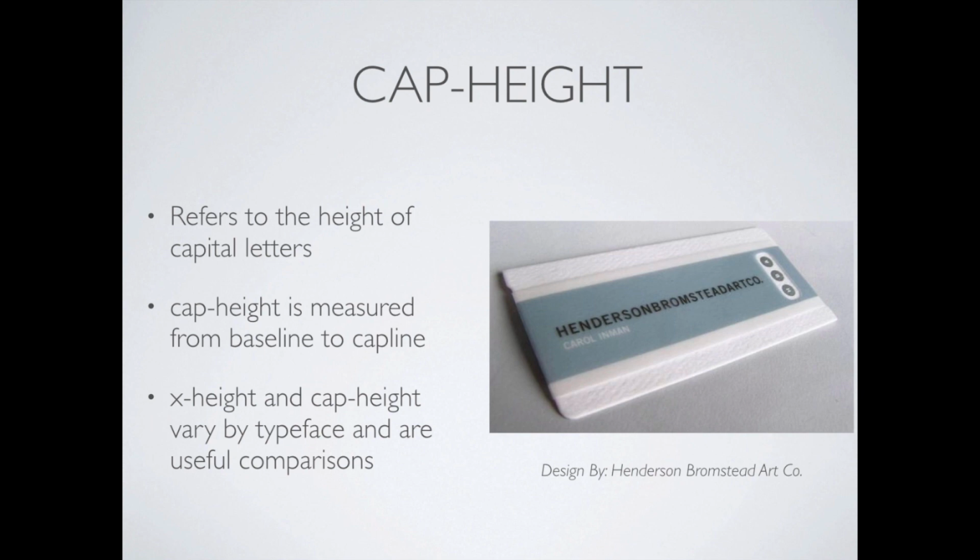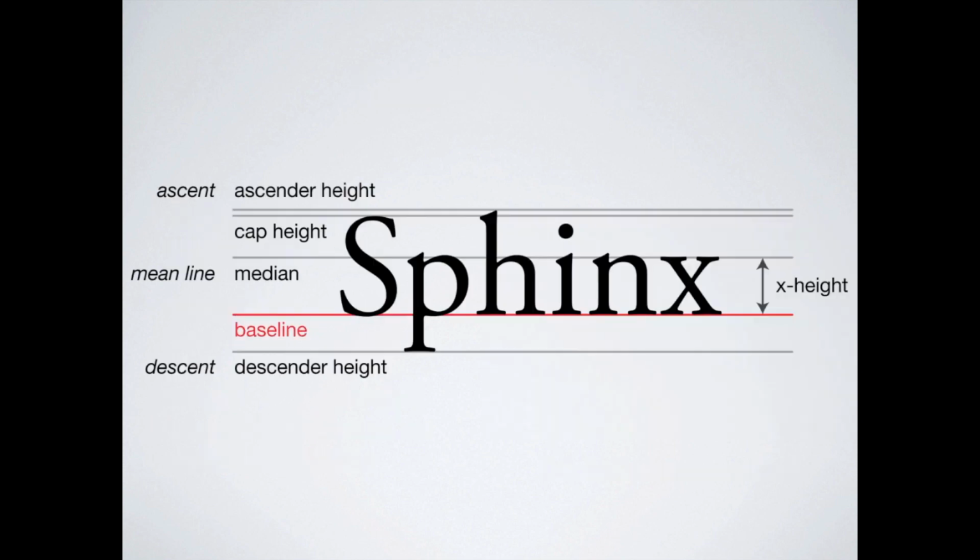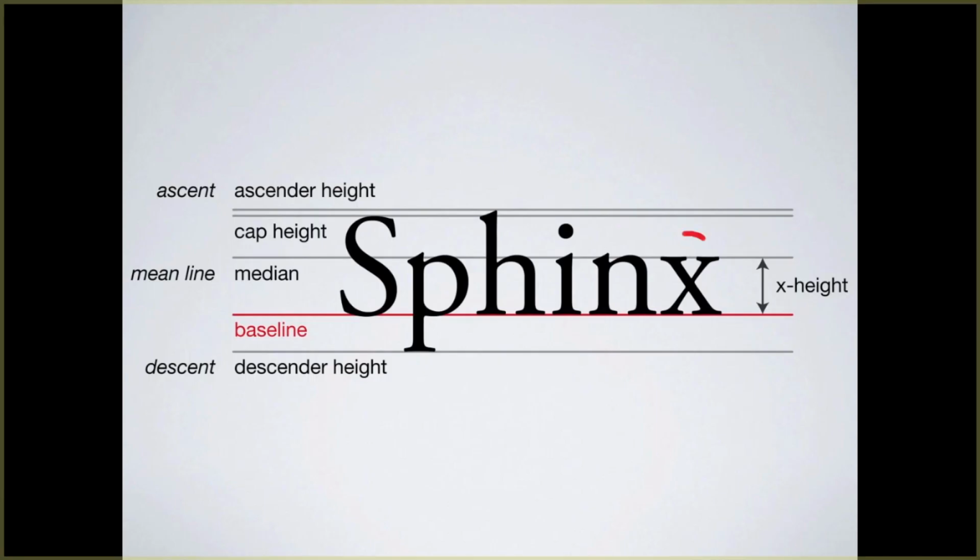Cap height refers to the height of the capital letters. So we have an X height for the lowercase letters, and we have a cap height for the uppercase letters. The X height and the cap height vary by typeface, depending on the font that you choose, and are useful comparisons. So if you want to combine two typefaces, for example, you want to pay attention to the X height and the cap height as to whether they're going to fit nicely together or not. So let's look at it here. We have our X height over here at the end. There's our letter X.